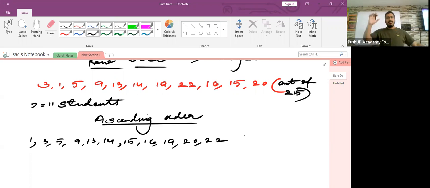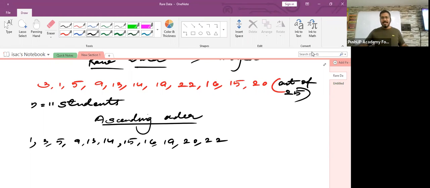Avilash 1, Rehan 3, Prajwal 5, and it goes on like that. I'm just giving you an example. Okay, prove me wrong once you give the exam. All right. So I have arranged all these numbers in ascending order.